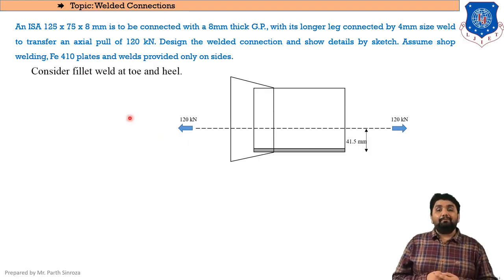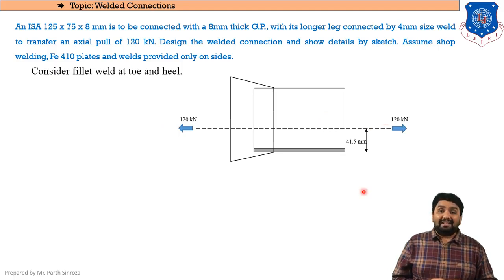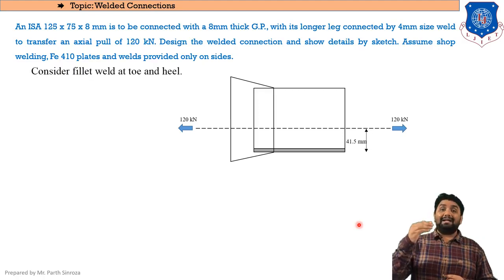As you can see in the figure, the CG of our section will be at 41.5 mm. Now keep in mind, the 120 kilonewton load will be acting at its CG. Clear? And as it is not a symmetric section, because it is not a rectangular plate, the length of weld will not be directly divided by 2. So how to find that?